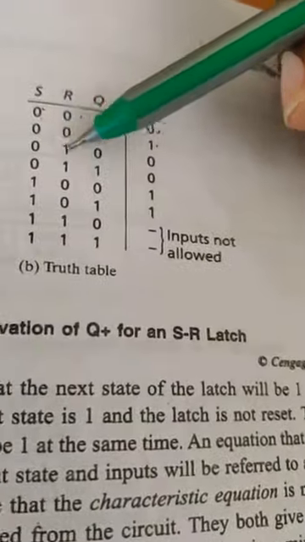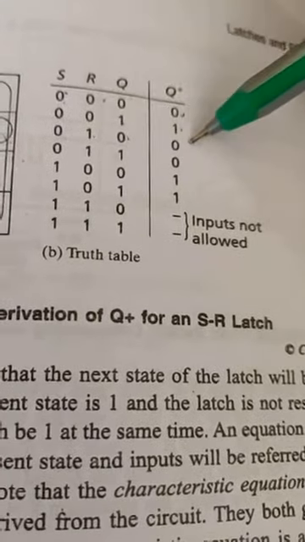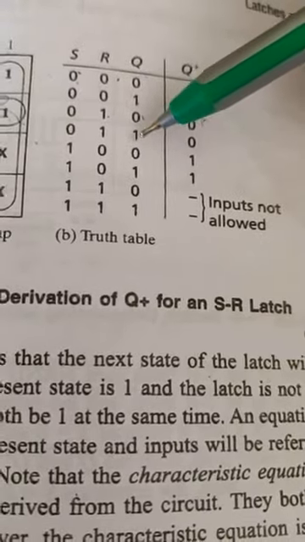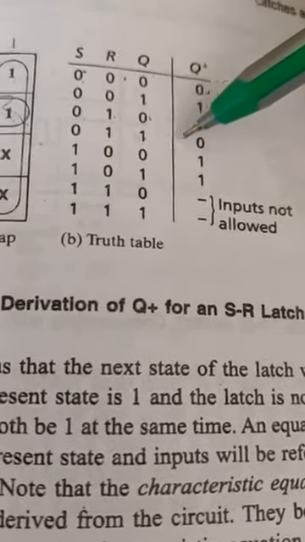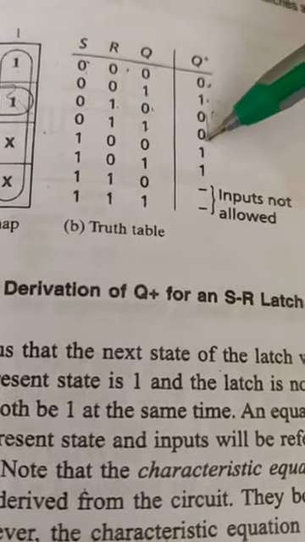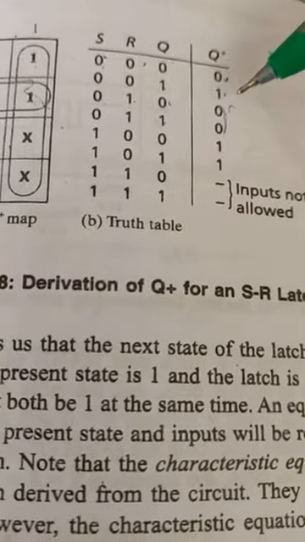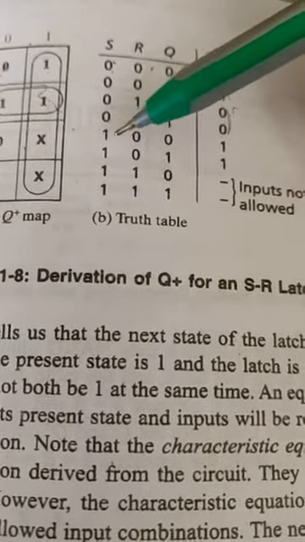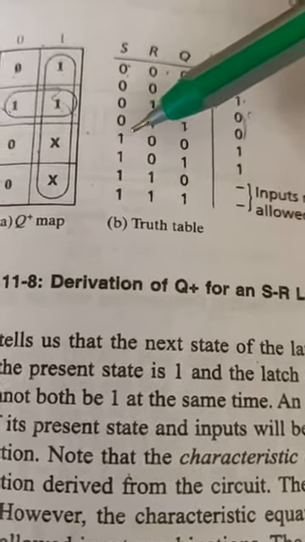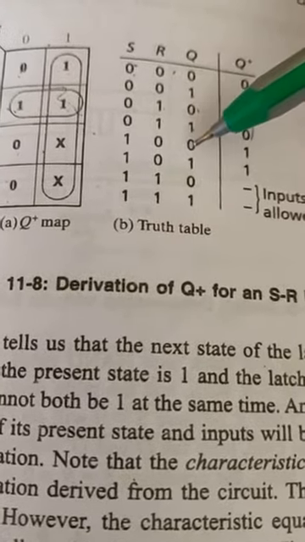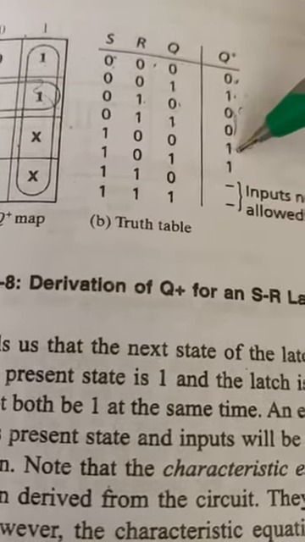When s is equal to 0 and r is equal to 1, if the previous state is 0, it will stay 0 itself. When s is equal to 0 and r is equal to 1, if the previous state is 1, it will change to 0, because when r is equal to 1, it will reset to 0, no matter what the previous state might be. I call it a reset state. When s is equal to 1 and r is equal to 0, what is that? Set state.